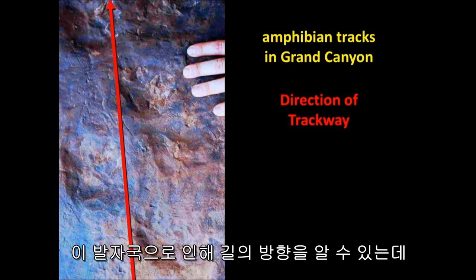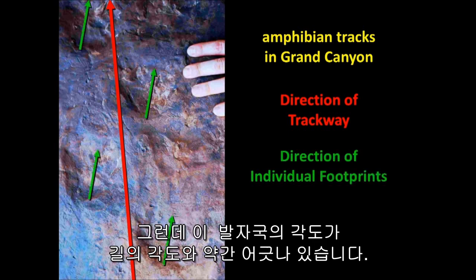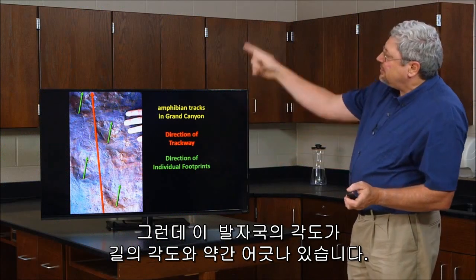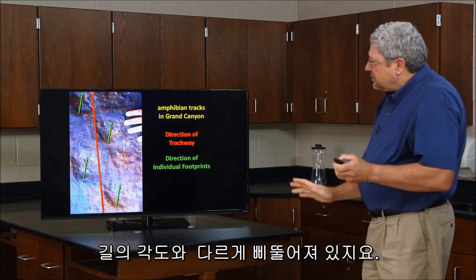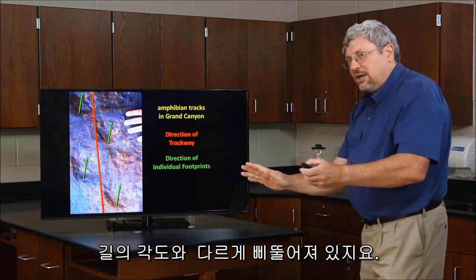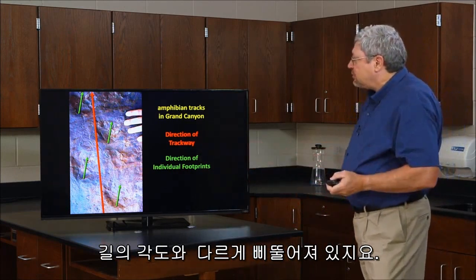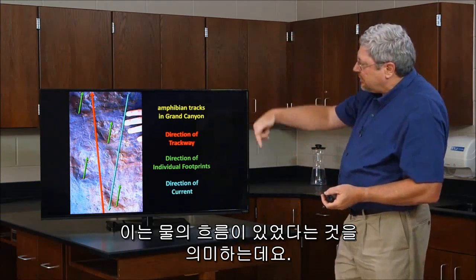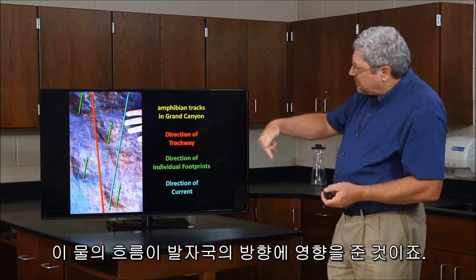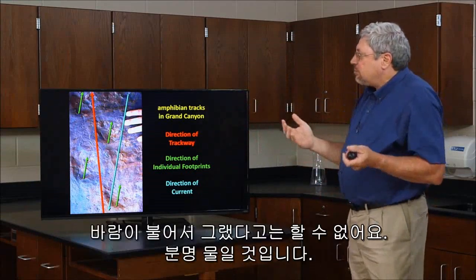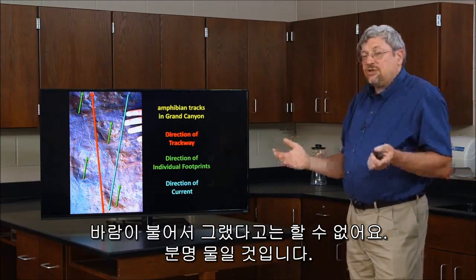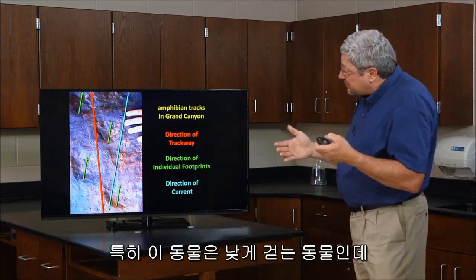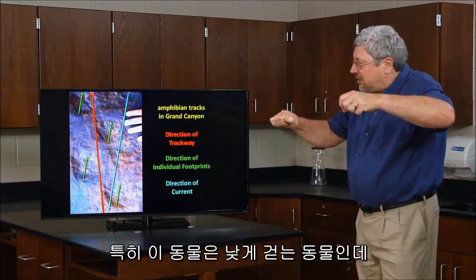And the direction of trackway is indicated by those prints that I pointed out, but the individual prints are actually faced at a slightly different angle than the trackway is. So he seems to be walking kind of cockeyed to the direction of the trail, which suggests that there is a current of water. Water is moving along and pushing him. This is probably not in wind situations. It's got to be in water, especially since this particular animal is a very low-lying animal.